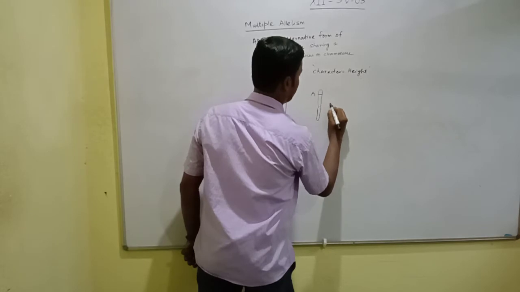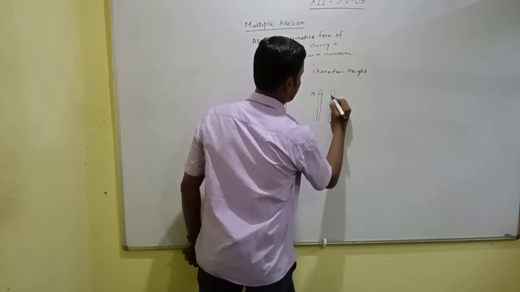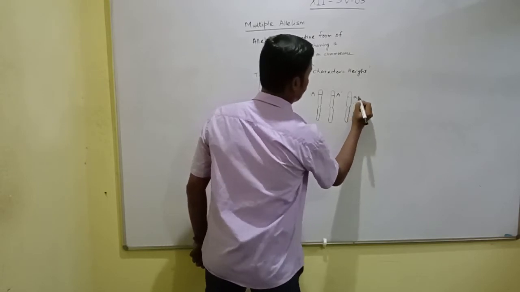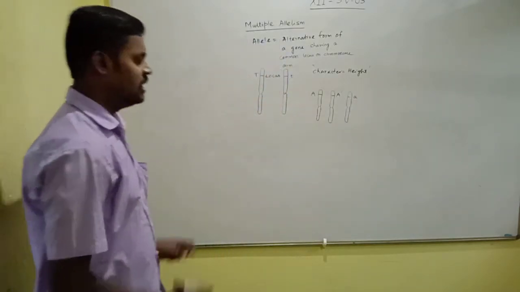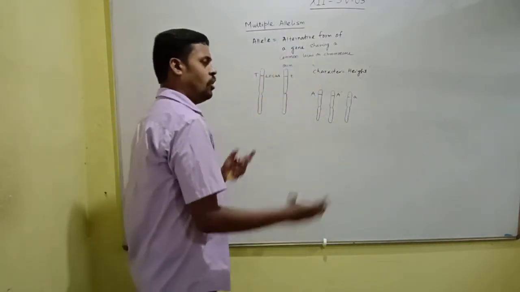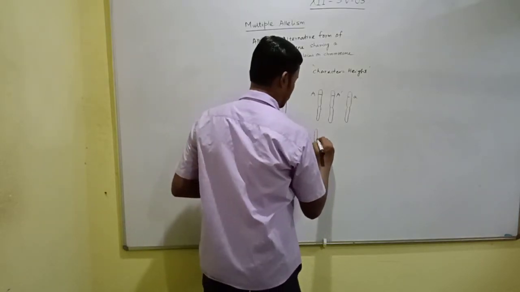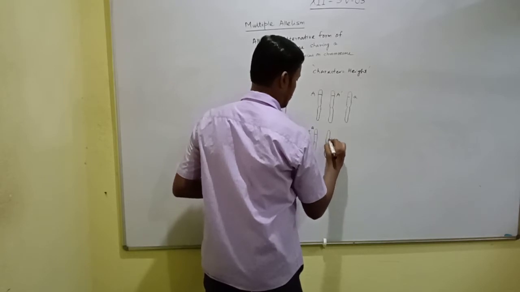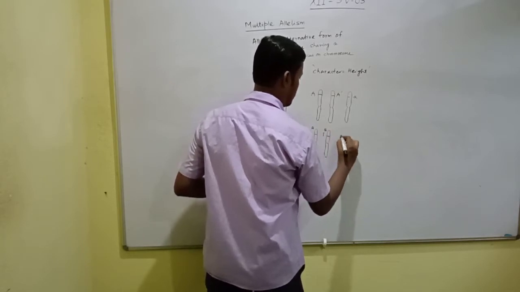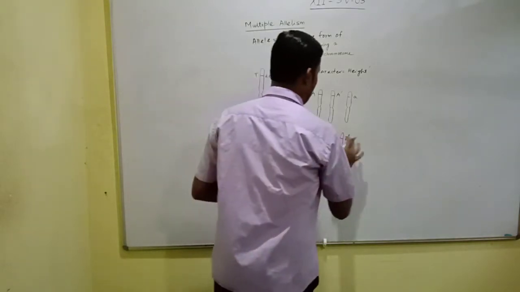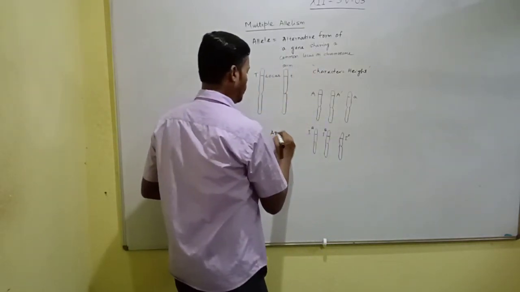Suppose there are three alleles for any hypothetical character: A dash, small a. In this case, we will say it is exhibiting multiple allelism. In the same manner, in the blood group, IA is there, IB is there, and a third allele is IO. So your ABO blood group again exhibits multiple allelism.